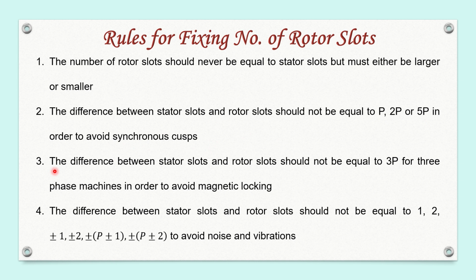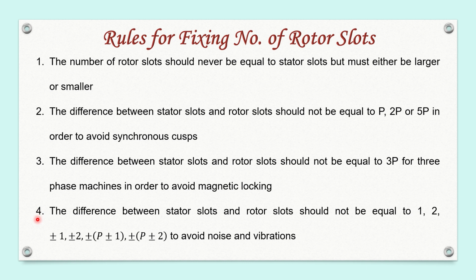And the third point, the difference between stator slots and rotor slots should not be equal to 3P for 3-phase machines in order to avoid magnetic interlocking. So in case of 3-phase machines, to avoid the risk of magnetic interlocking, it needs to be ensured that the difference between stator slots and rotor slots is not equal to 3 times the number of poles.